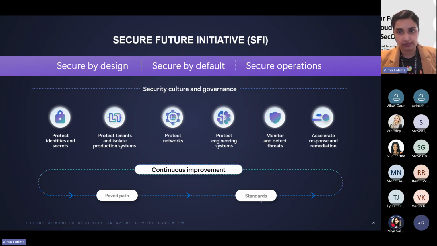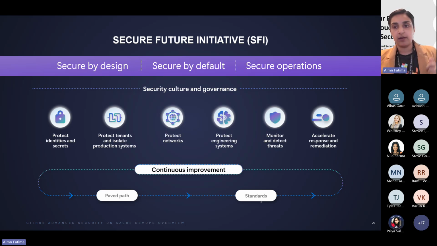through to daily operations. The first pillar, secure by design, emphasizes protecting identities and secrets, as well as safeguarding production systems by isolating them from potential threats. Now, how does it exactly do that? I'm going to explain each of the pillars in a bit more detail in the rest of the slide deck.